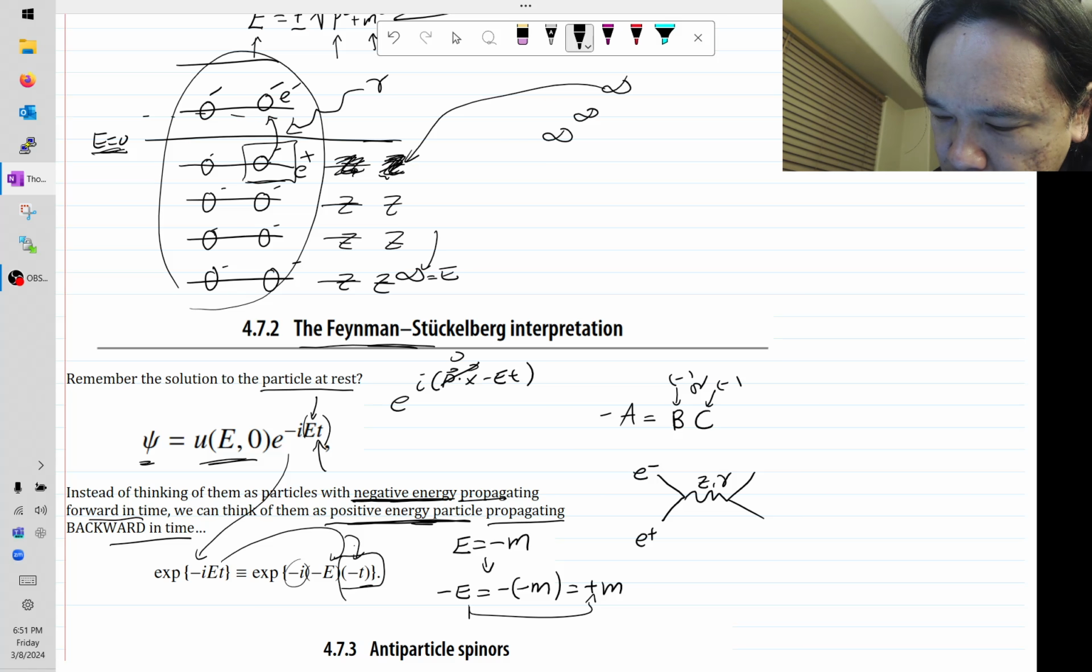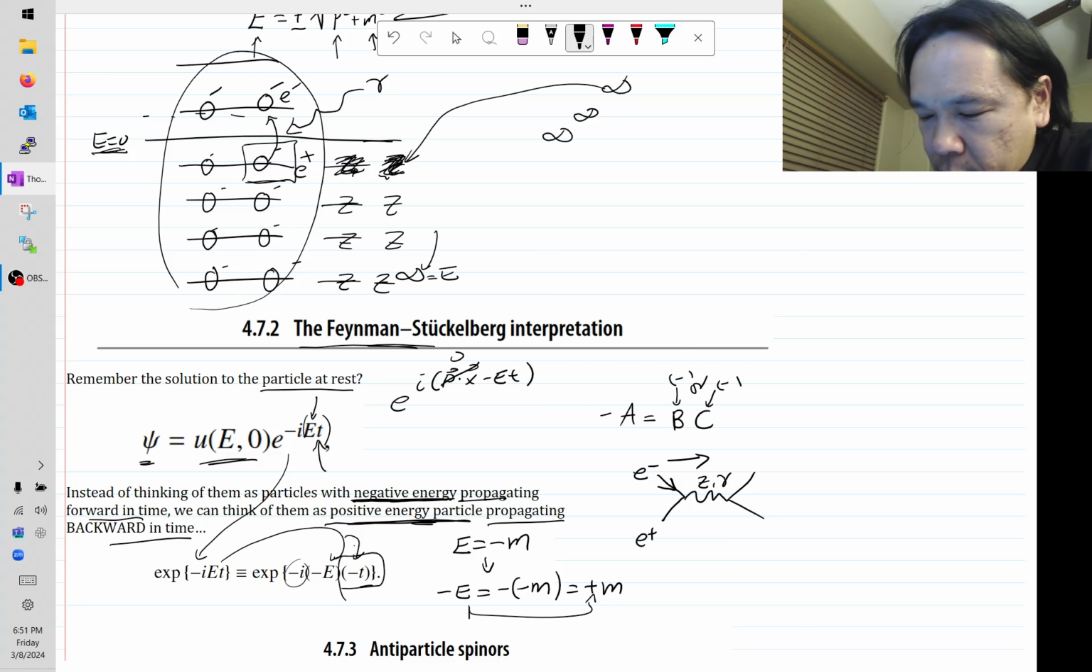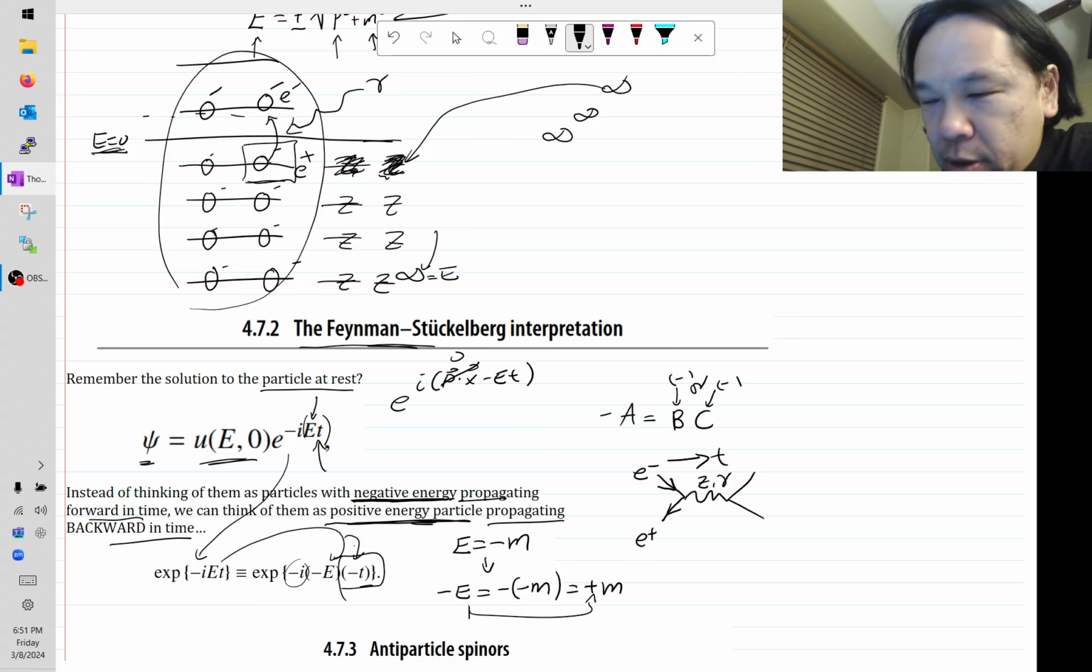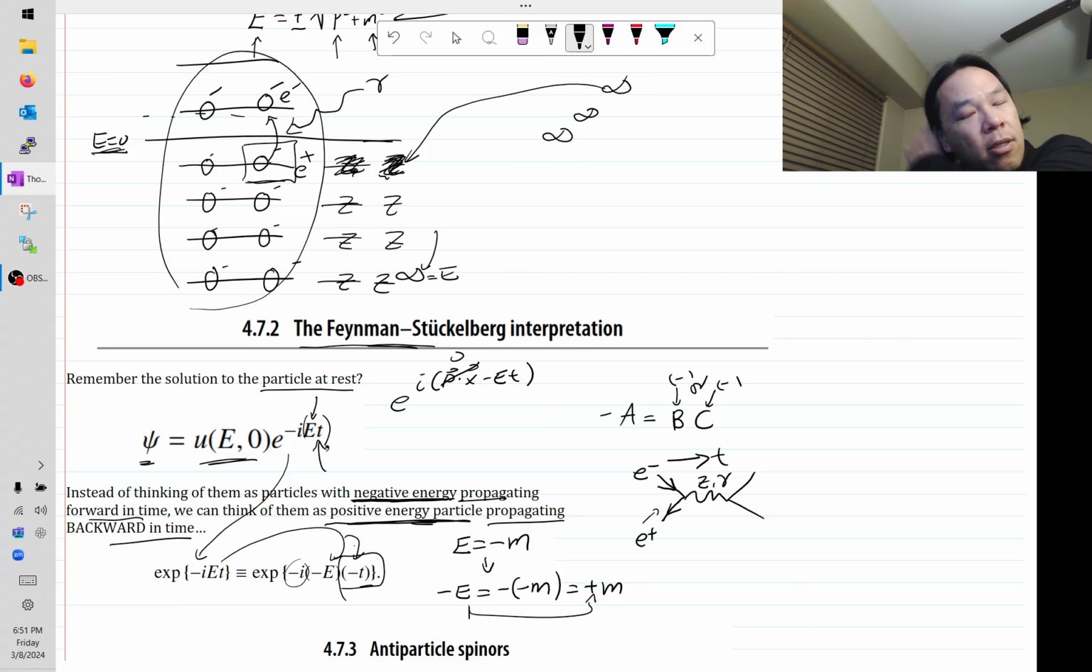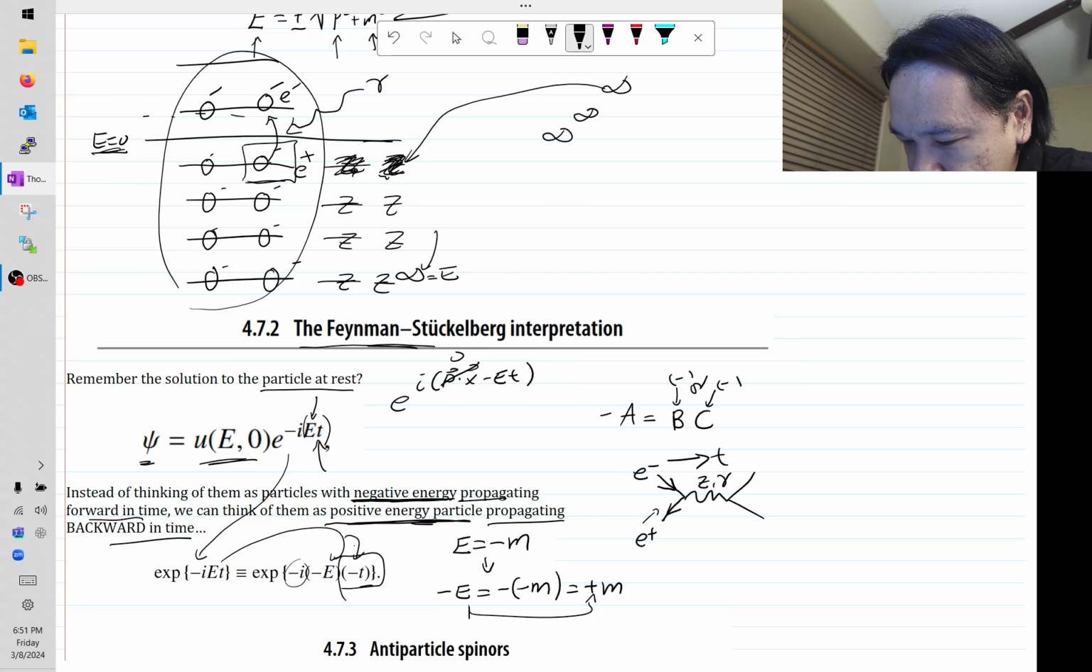Remember, the way we draw this is that the electron is drawn as propagating forward in time. The positron is drawn as propagating backward in time already, right? So this is an antiparticle propagating backward in time. So it actually comes in very naturally in the Feynman diagrams where you have particleness coming into a vertex, and whatever particleness comes into the vertex has to leave the vertex, okay?